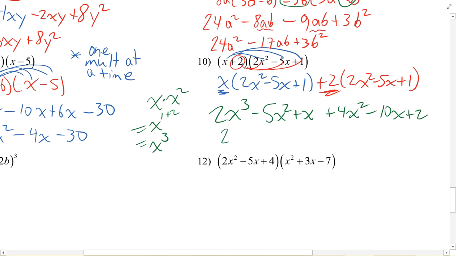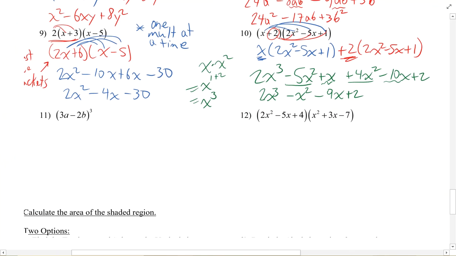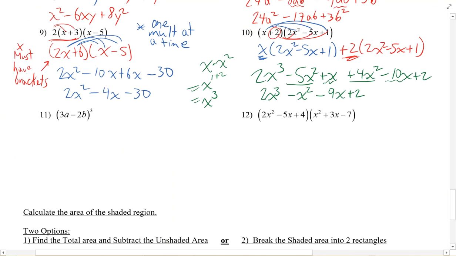Collect like terms, there's only one x cubed term. My x squareds are negative 5 and plus 4, gives me a negative 1x squared. And I have 1x and negative 10, minus 9x plus 2, final answer. So now the multiplications are a little more challenging. So number 11, what does it mean? Well, it actually means 3a minus 2b times itself, 3a minus 2b times itself one more time, 3a minus 2b. And that's because the exponent is a 3.